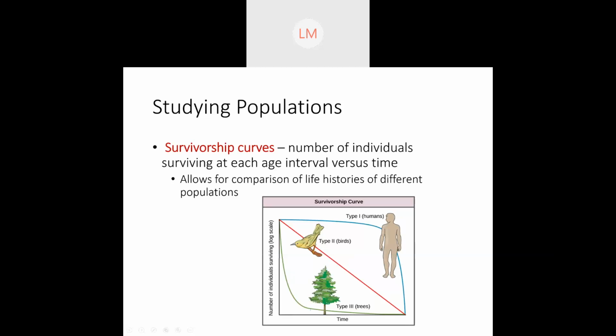But then once you make it down here, mortality is pretty low, right? If you can establish yourself as a tree and grow into a tree, you're probably going to be a tree for a long time, but it's just not very likely that you're going to go from a seed to a tree. Okay, so these are the 3 types of survivorship curves here.